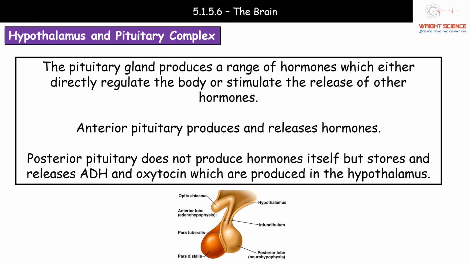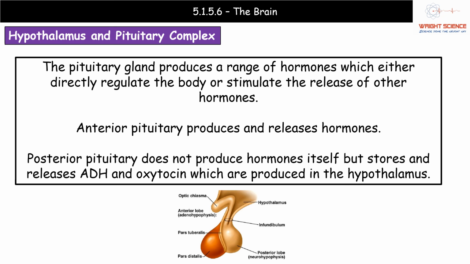The pituitary gland then, as we've said, has a range of hormones that it can release. Now, these may either directly regulate the body, or those hormones will cause the release of other hormones. So the anterior pituitary is going to produce and release the hormones. The posterior pituitary doesn't produce hormones itself, but it is going to store them. So what we find is ADH and oxytocin, two examples of hormones we've met in a previous video, are actually produced in the hypothalamus and they're released from the posterior pituitary itself.